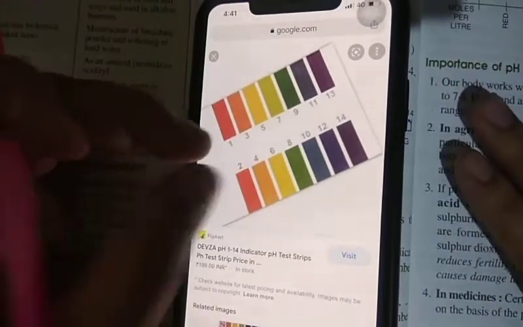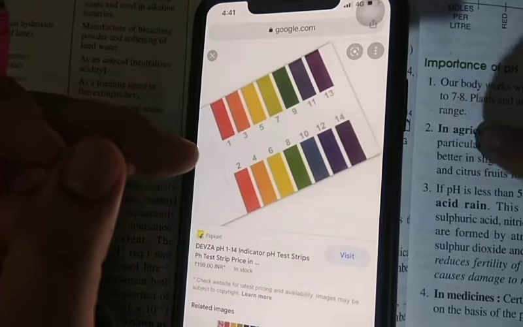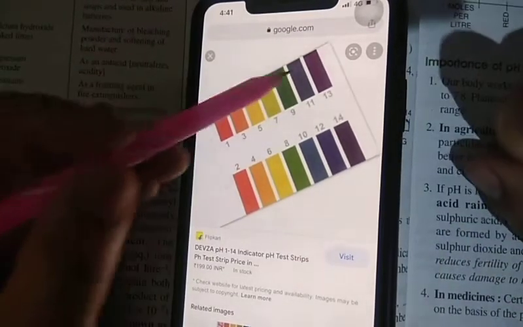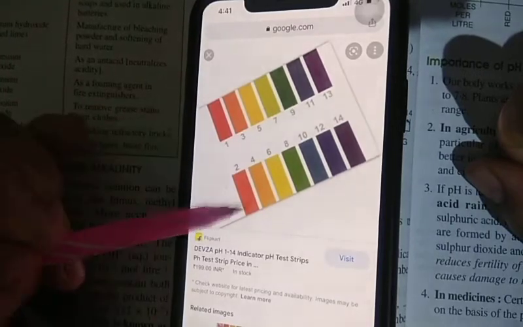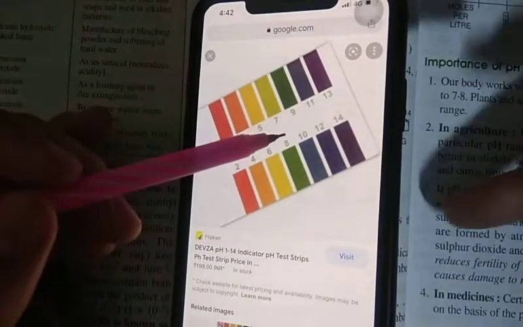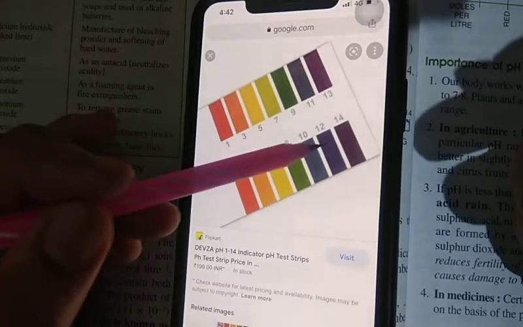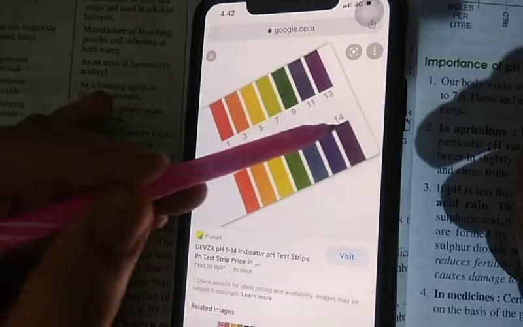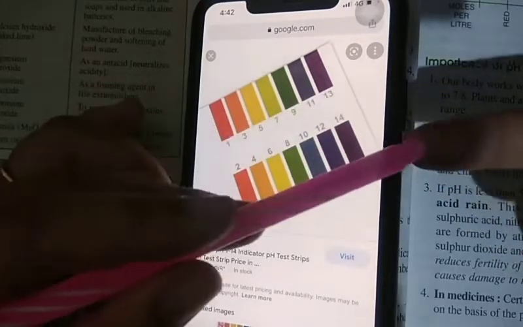That is the strip. As soon as you dip it in a test tube containing an acid or a base, it will convert into these colors. For instance, it will come with the violet color. Its color changes to violet. So we'll understand that it is a base and it ranges from 12, 13, 14. We can match the color of that strip with it.